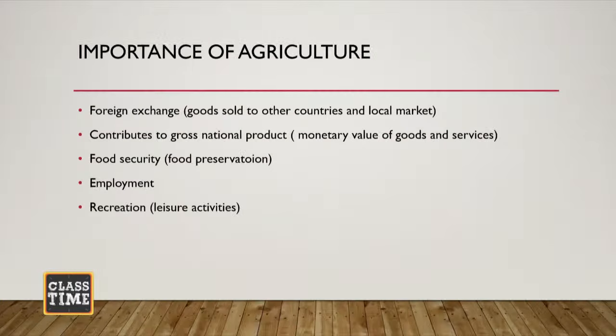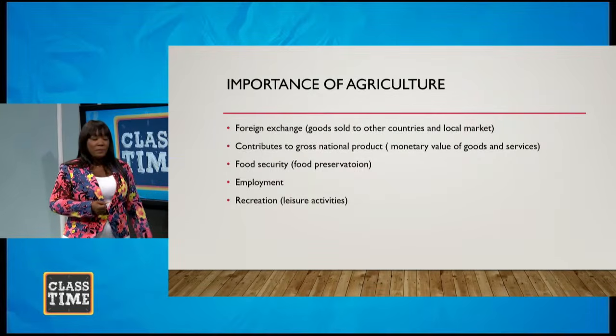Two, it contributes to the gross national product of the country. There are various sectors in Jamaica, to include tourism. Agriculture is very vital as well, as it provides monetary value of the goods and services. Three, we looked at food security. Food security is food preservation, having food for a long time. You know about canning, right? Where we have canned beans and corned beef, where we preserve the food in tins to have for a long time. So the level of food security depends on agriculture.